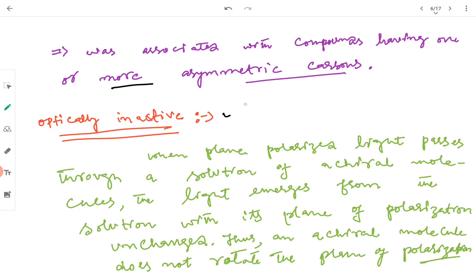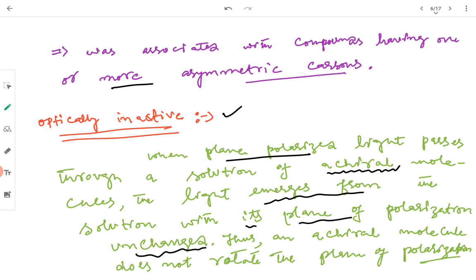So what are optically inactive compounds? We'll see the definition. When plane polarized light passes through a solution of an achiral molecule, which is not attached to four different groups or has a plane of symmetry, as we have discussed in detail in previous lectures, the light emerges from the solution with its plane of polarization unchanged.